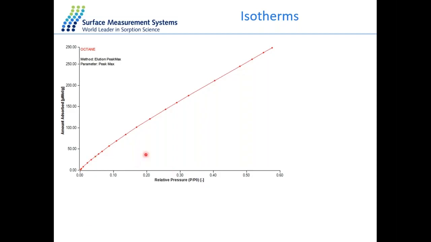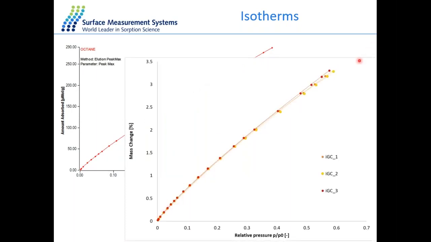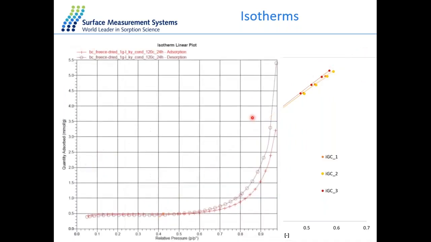So here are the octane isotherms. We use octane in the IGC. This is the right isotherm shape. It has the type 2 isotherm shape. This is just a repeat of 3 different isotherms. You can see on 3 different samples that they overlay quite nicely.